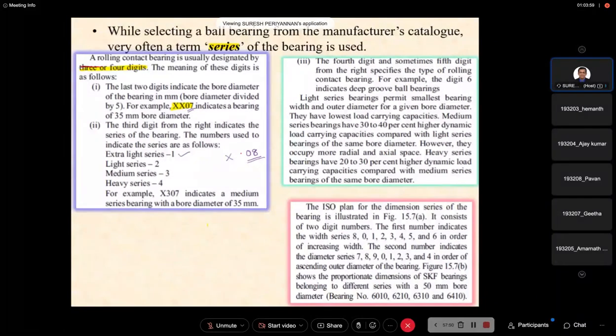Now the bearing series I put here as 3 or 2, whatever. This is light series. This bearing is going to be applicable only for light series, light load. For example, X307 is given here. The last digit, the fourth digit, and sometimes it will become a fifth digit also, specifies the type of bearing, rolling contact bearing. For the rolling contact bearing, the design data book considers the standard.